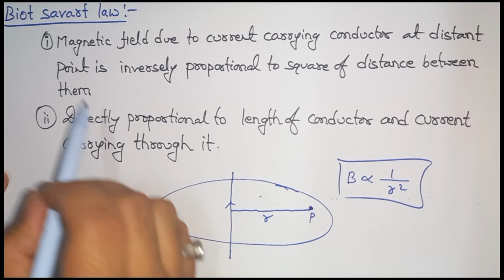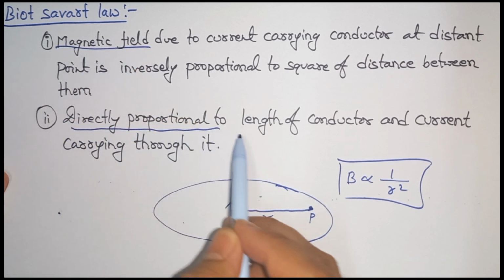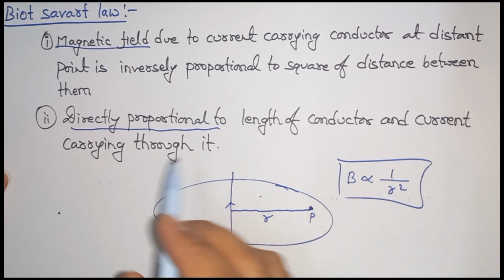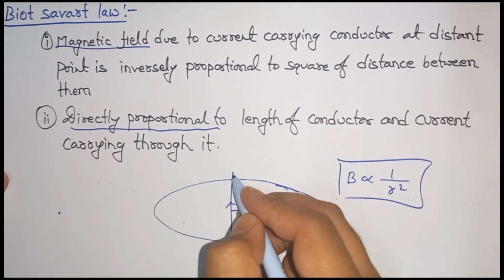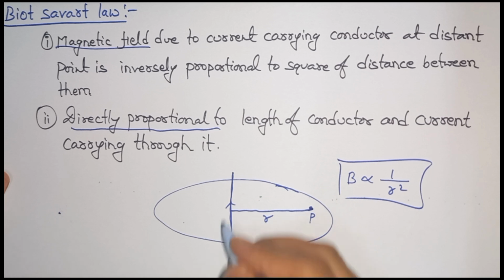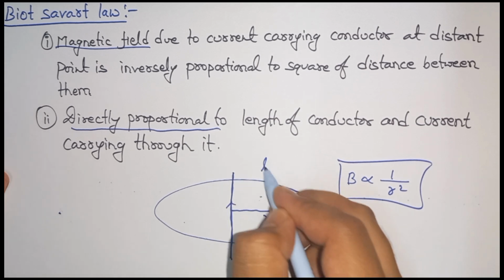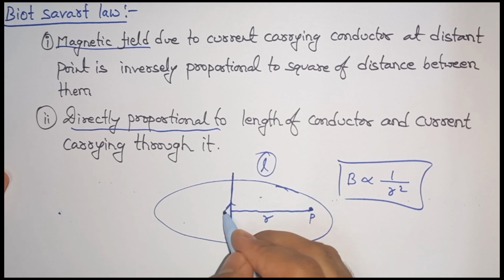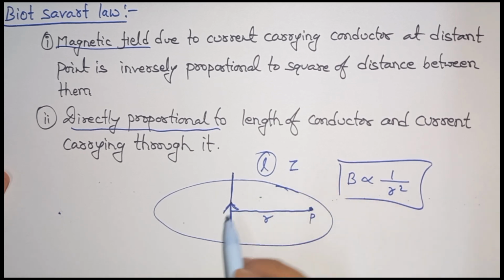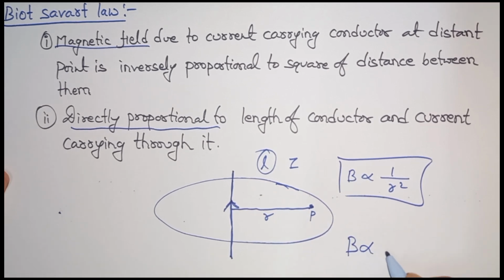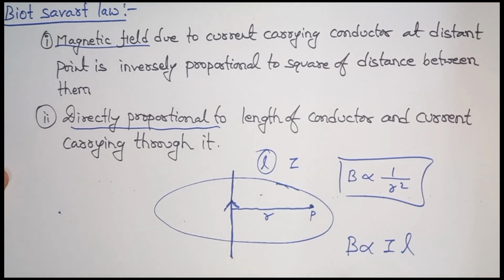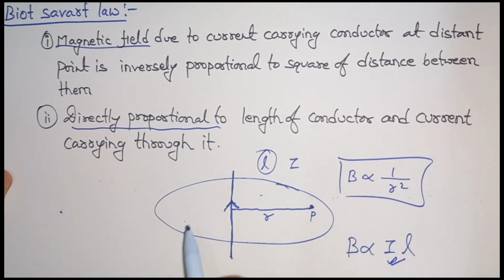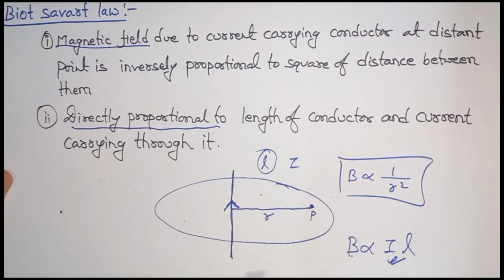And point number 2 is that magnetic field is directly proportional to the length of the conductor and the current flowing through it. The length of the conductor, I can represent it as length L, and the current through the conductor is I. So I want to write the relation as IL. If more current flows in this conductor, more magnetic field B it creates. If the length of the conductor is more, then more magnetic field it creates.